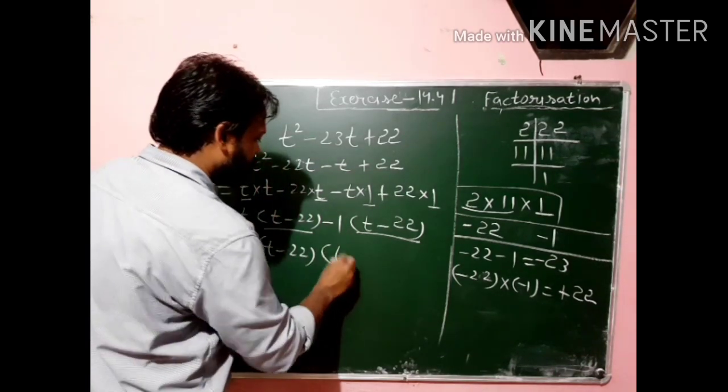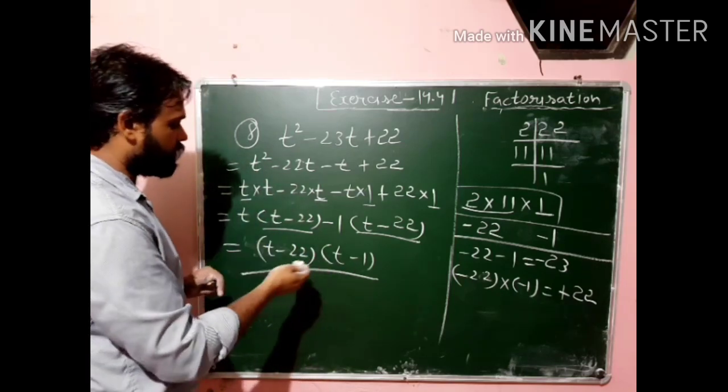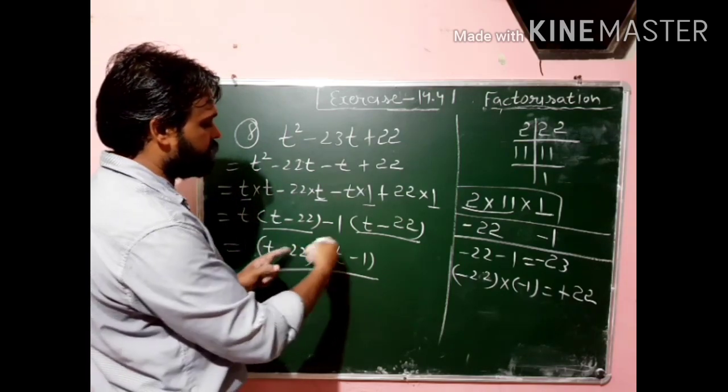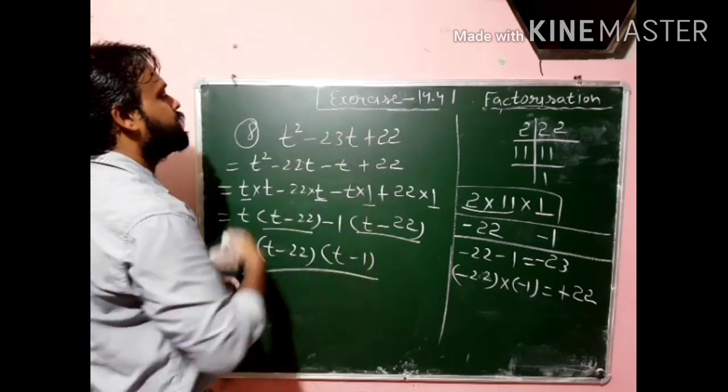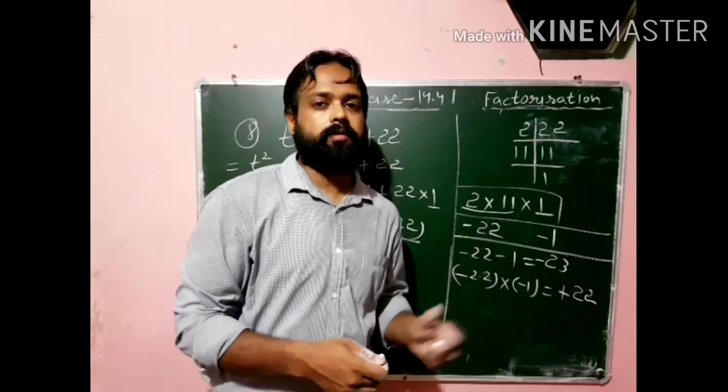Now you can see t minus 1 is inside the bracket. So this way we can solve this one. T minus 2 and t minus 1 are the factors of this polynomial. So this is very simple also, you have to try by yourself.